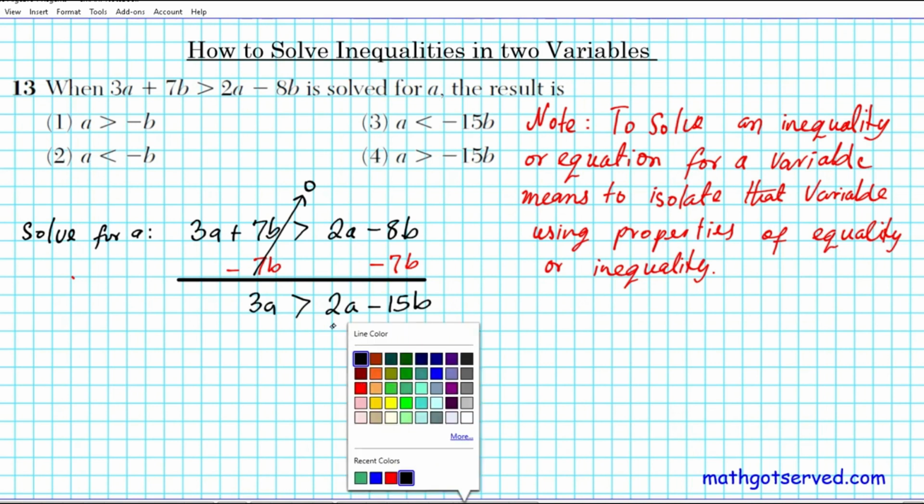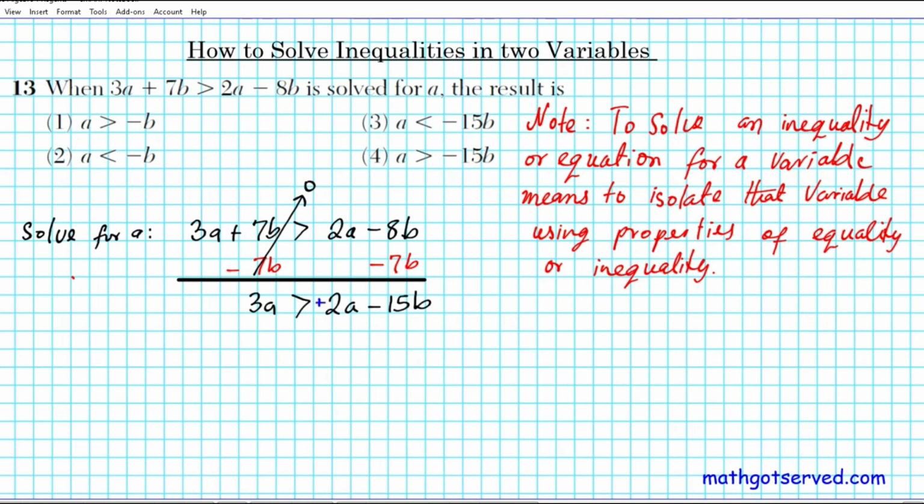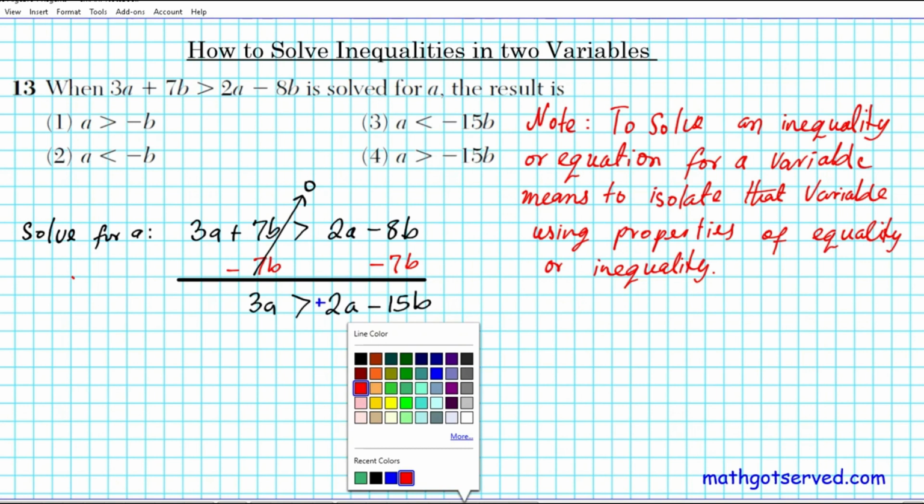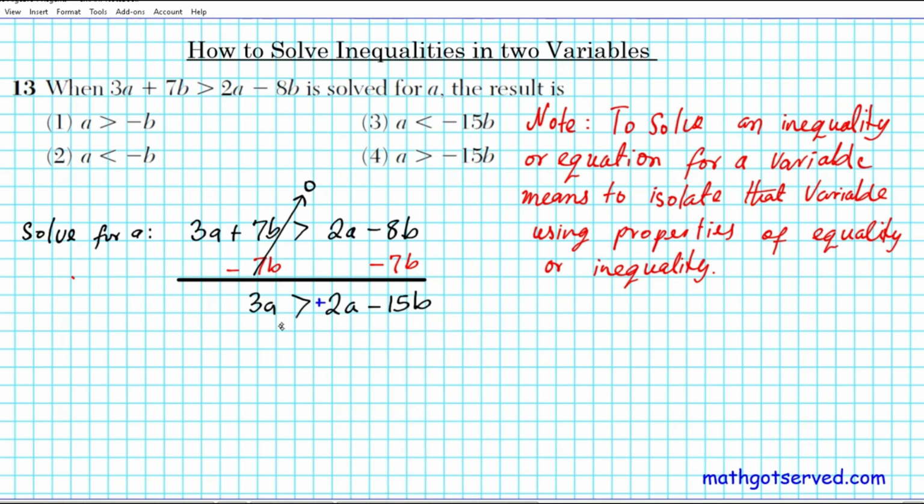Okay, so this 2a has a sign. It's a positive. Okay, if a term doesn't have a sign, the default sign is positive. So our goal now is to move this 2a term to the left side of the inequality. What is the inverse of plus 2a? The inverse of plus 2a is minus 2a. So we're going to subtract 2a from both sides of the inequality. And let's see what that yields.